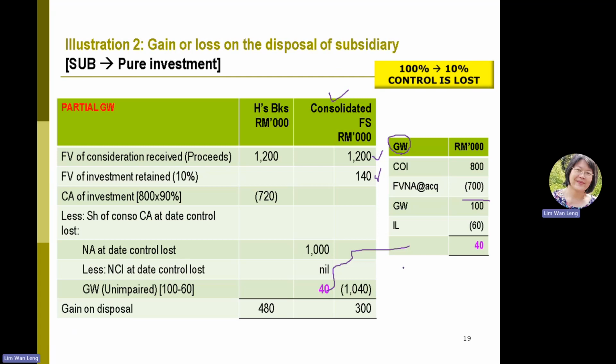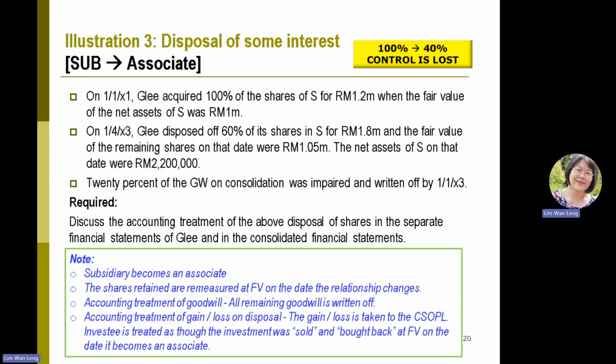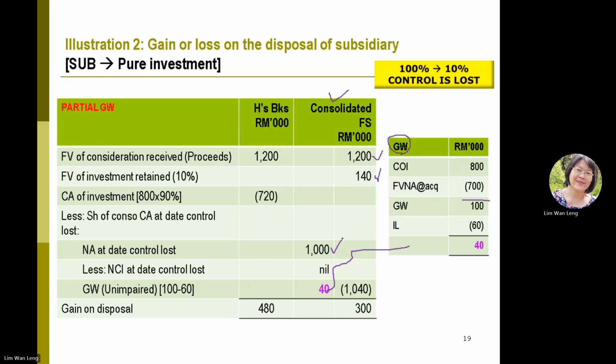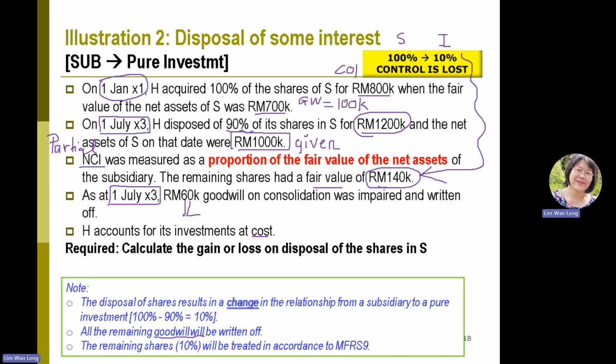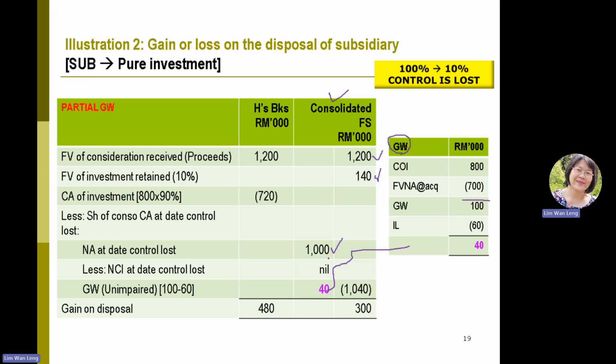Okay, then this figure is also given to you. This 1 million, they already tell you. How much was the net asset on the date of disposal? 1 million. So this is given to you. You just plug it here, and accordingly you're going to get a gain on disposal. Okay, this is from the consol point of view.